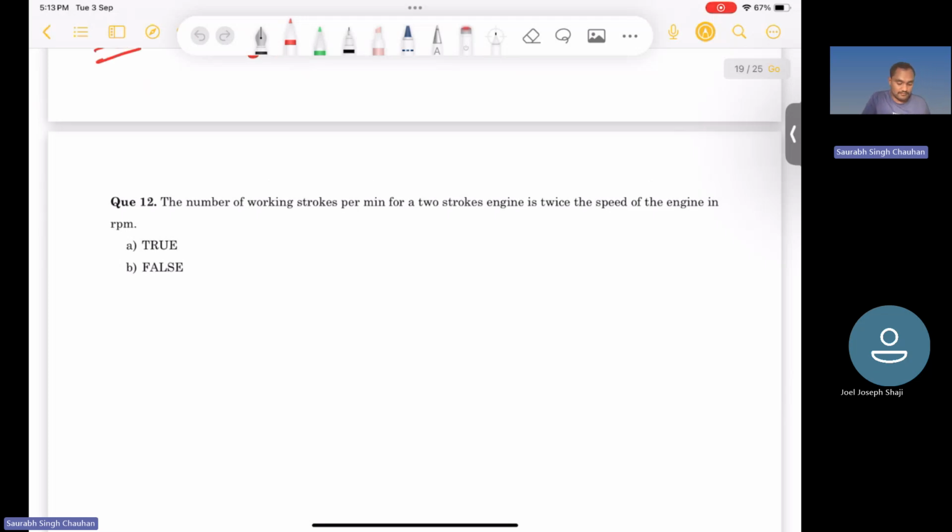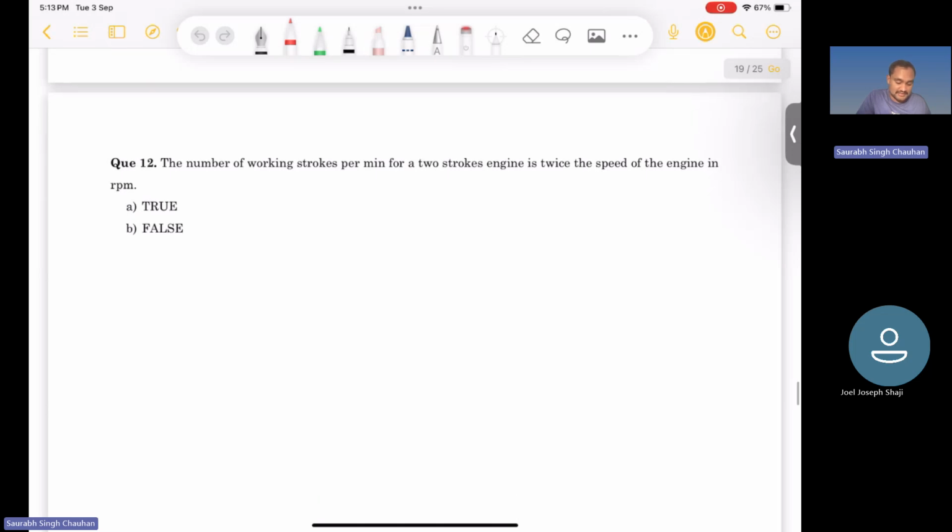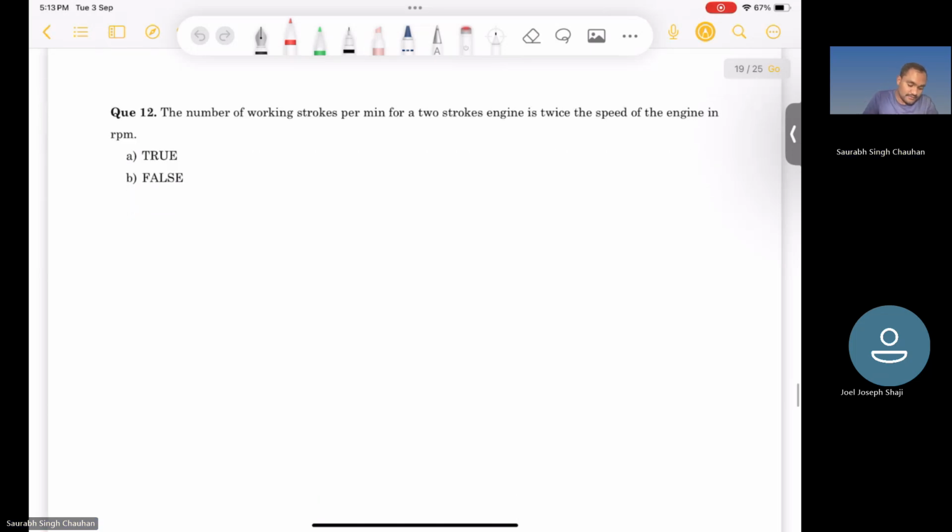But before completing this question, we should look at other questions as well. Otherwise, these questions will be left unattended. So question number 12 says the number of working strokes per minute for a two-stroke engine is twice the speed of the engine in RPM. Do you understand this question? There are mainly two types of engine, two-stroke engines and four-stroke engines.